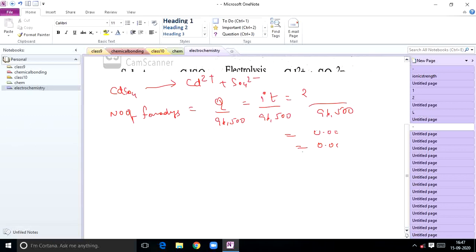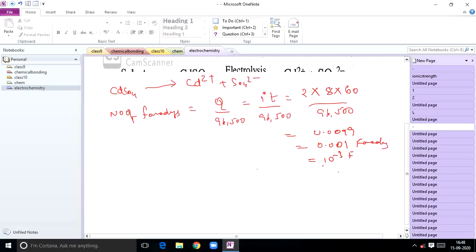So how much you will get? 0.2 into time, how much given? 8 minutes means 8 into 60. So finally you will get 0.0099. So this can be written as 0.001 Faraday, you can take approximately, round off. So that means 10 power minus 3 Faraday.